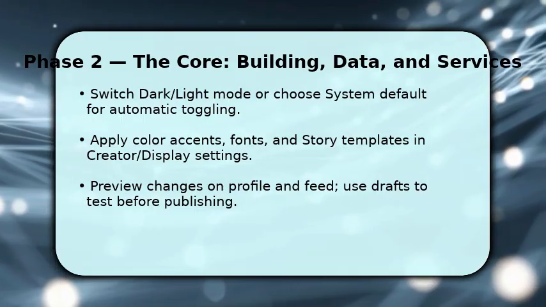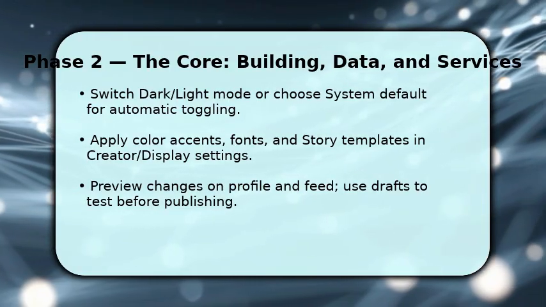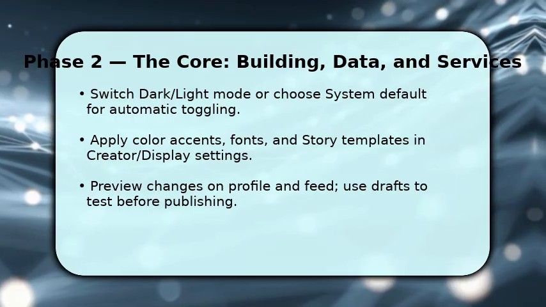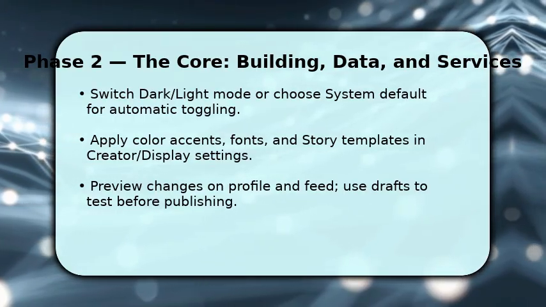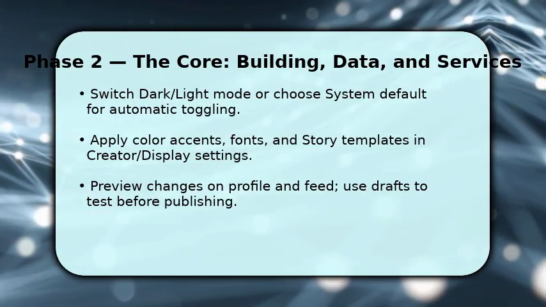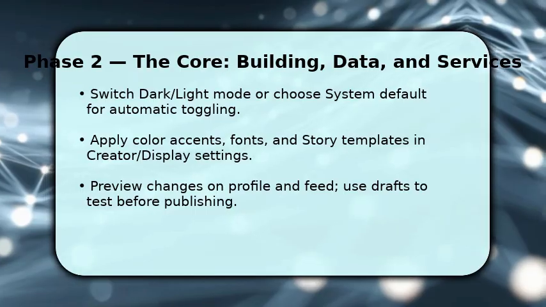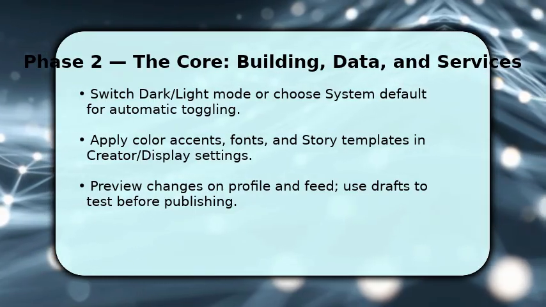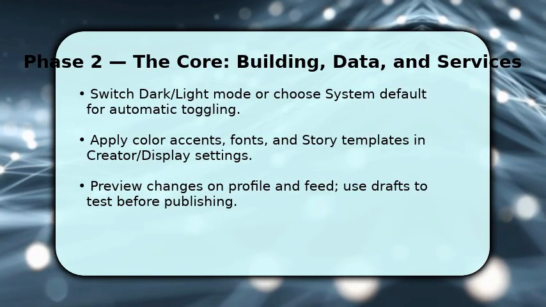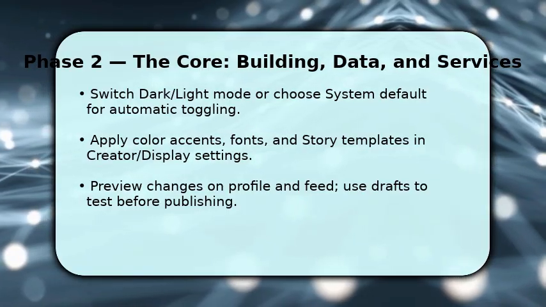Within Settings, go to Theme or Display and pick Dark, Light, or System Default. Dark saves battery and reduces glare, while Light improves visibility for some images. Then, head to Creator or Profile Display options to adjust accents, fonts, and story templates. These control visual hierarchy and brand consistency.